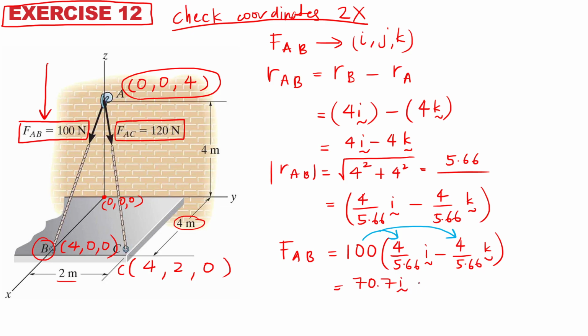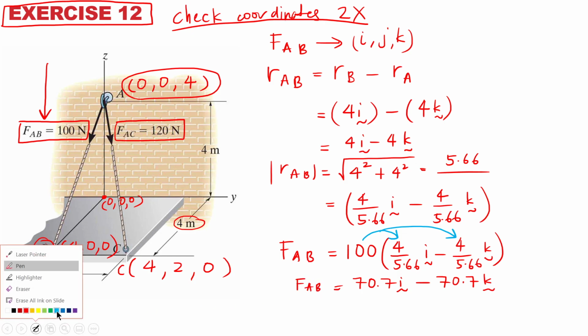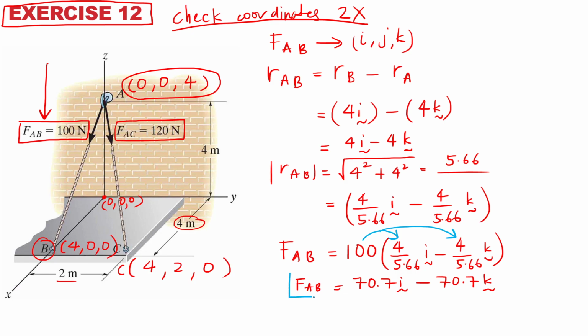70.7 i minus, obviously, 100 times 4 divided by 5.66. 70.7, same thing. 0.7 k. So this is actually FAB. This is FAB in terms of vector.